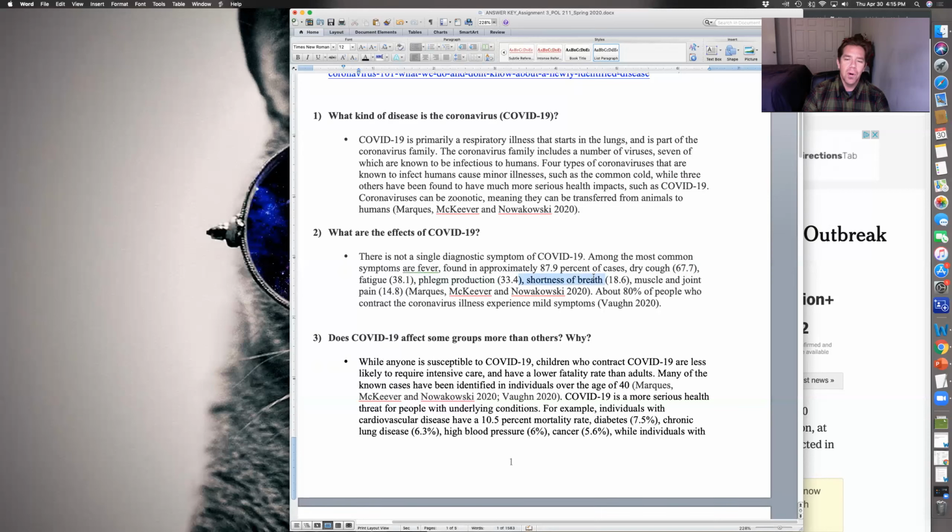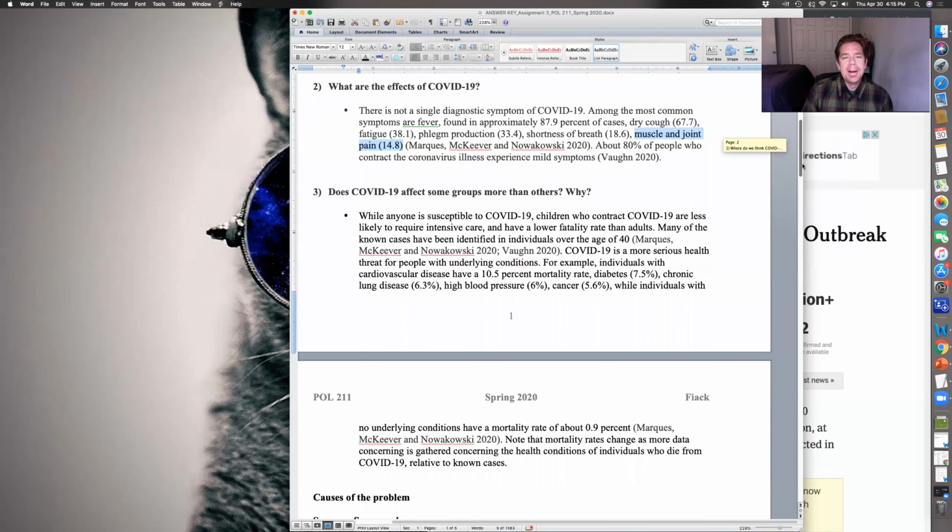A little less than 1 in 5, less than 20%, have shortness of breath, and even fewer have what is referred to as muscle and joint pain, right? So aches and pains. Maybe an individual that contracts coronavirus has all of these symptoms, but in many cases you might have 1 or 2 or a few of these symptoms, but not all of them, right? This is an interesting finding related to COVID-19.